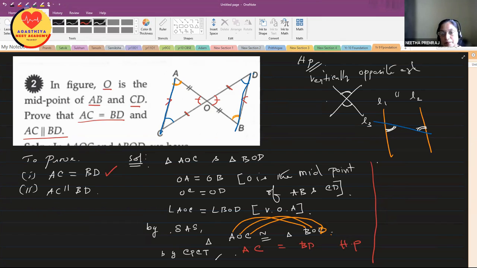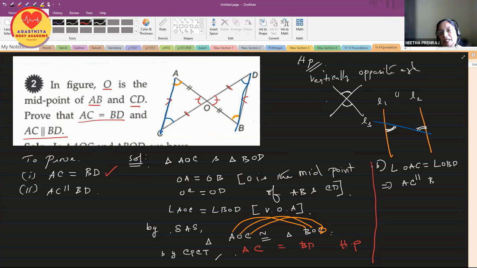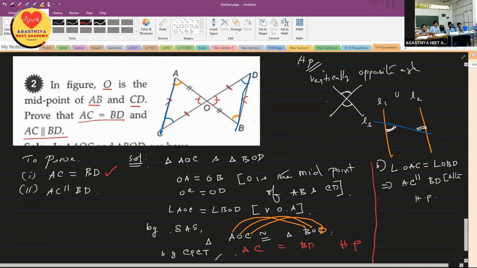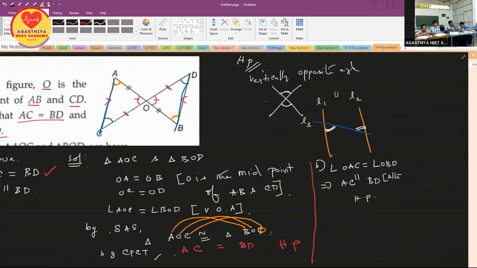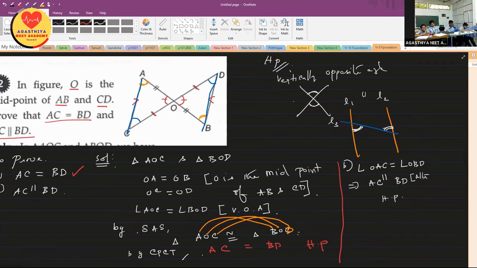For the second sum, angle OAC is equal to angle OBD, alternate angles. Which implies AC must be parallel to BD. Hence proved. You can write in the bracket, alternate angles. Make a note of it.